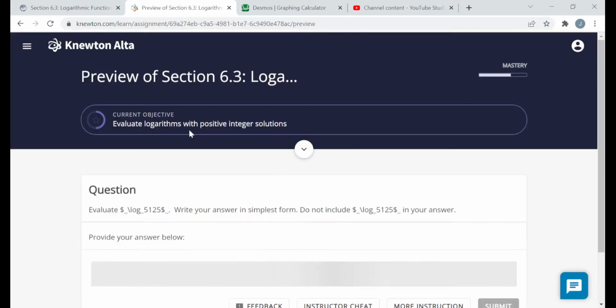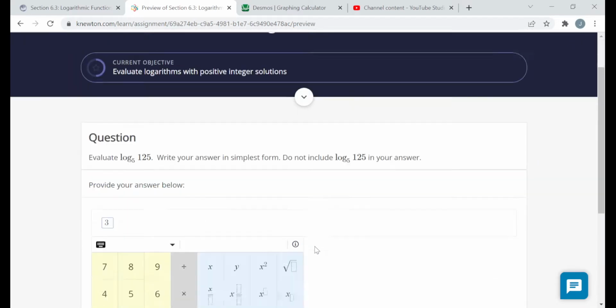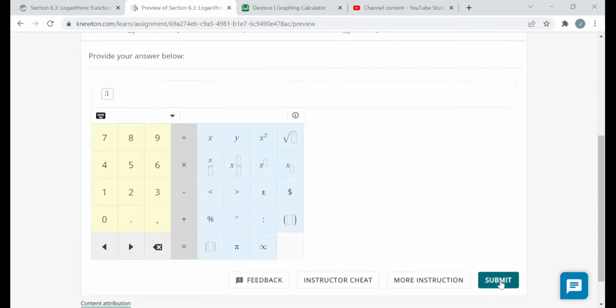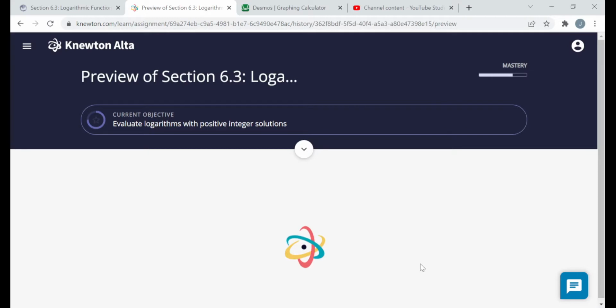All right, and then again, the log base 5 of 125 equals, just think, what exponent would I need to raise 5 to, to get 125? Well, that would be the third power. 5 to the 3 is 125, so that logarithm is equal to 3.